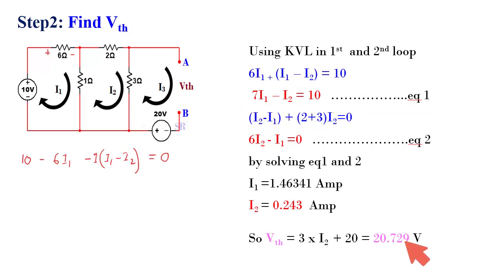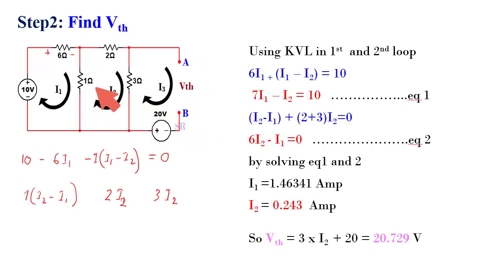Now from the second mesh, considering I2 is higher than I1, the potential across this 1 ohm resistance is 1 into I2 minus I1. Potential drop across this 2 ohm resistance is 2 into I2. And potential drop across this 3 ohm resistance is equal to 3 into I2. I3 is 0 because this is an open circuit.